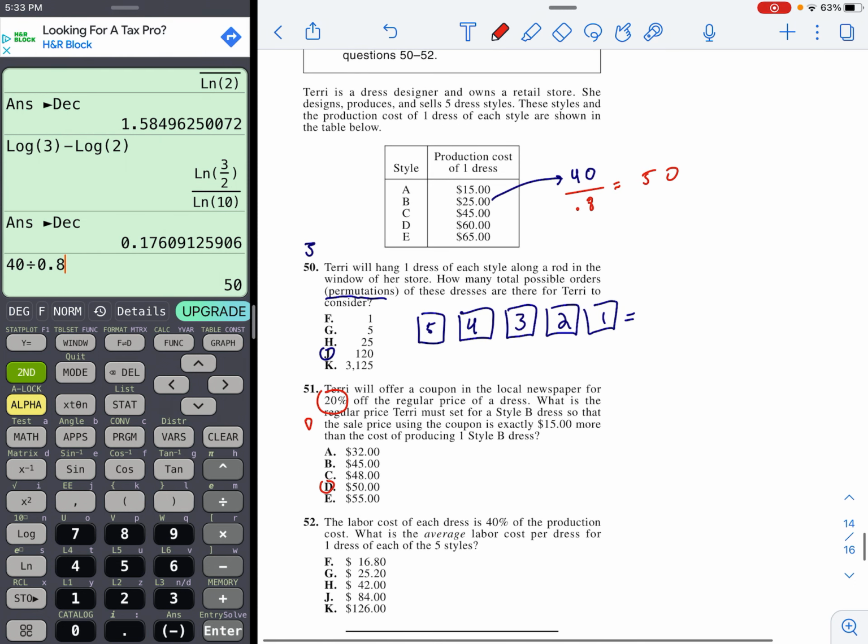The labor cost of each dress is 40% of the production cost. What is the average labor cost per dress?